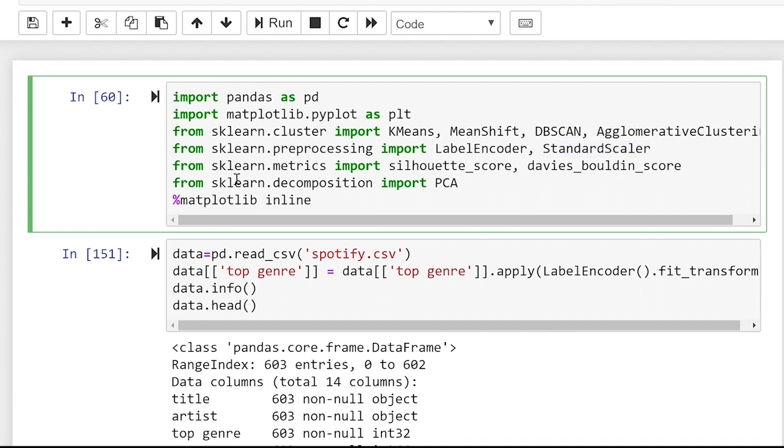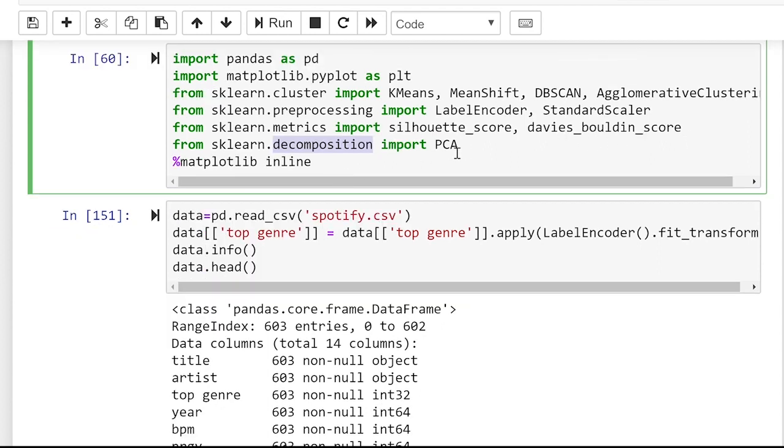And over here, we have some metrics that I would like to show you. One of them is silhouette score. The other one is Davies-Bouldin score. We are going to apply principal component analysis.